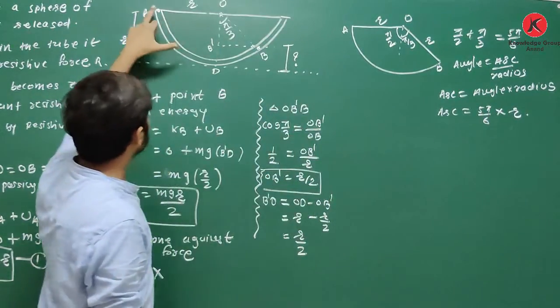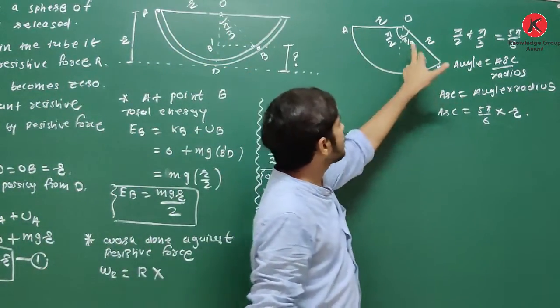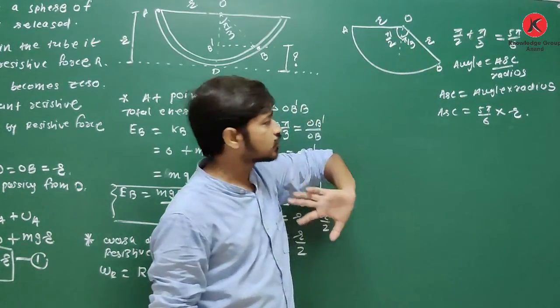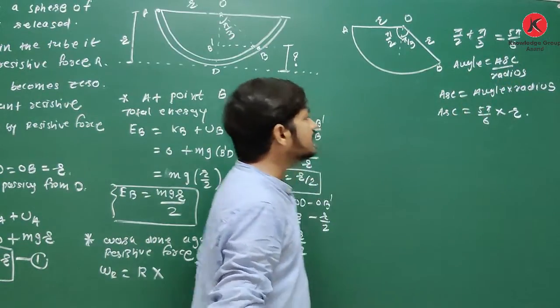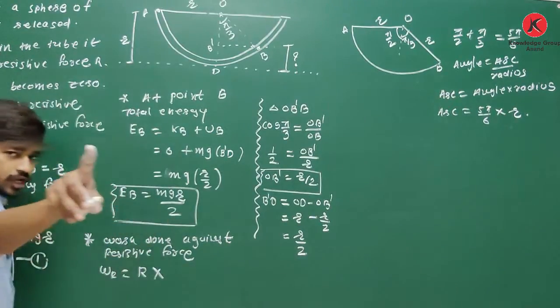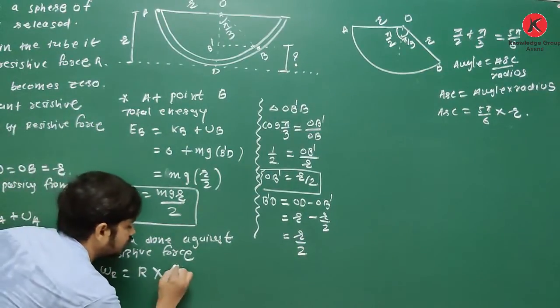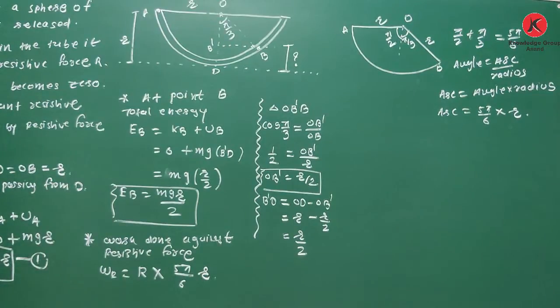Again, the initial position is A, the final position is B. So this AB subtends an angle of pi by 2 plus pi by 3, that is 5 pi by 6, with center O. According to the definition, angle is equal to arc upon radius, so arc is equal to angle into radius. So the work done against the resistive force, WR, is R into the arc, that is R into 5 pi by 6 into r. Clear about this?